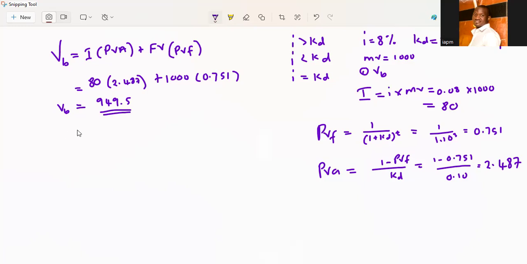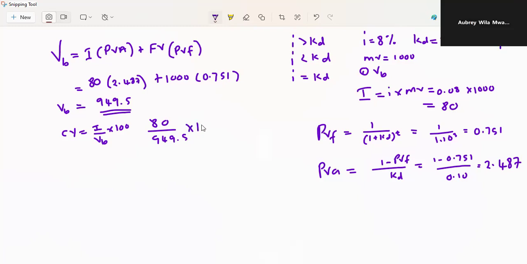Then we go to calculating the current yield. Our current yield is the actual return that the investor gets on the bond. It is given by the coupon value divided by the value of the bond, times 100. So what is our coupon value? It was 80, right? So 80 divided by the selling price of the bond, which was 949.95, times 100. So what are we getting there?